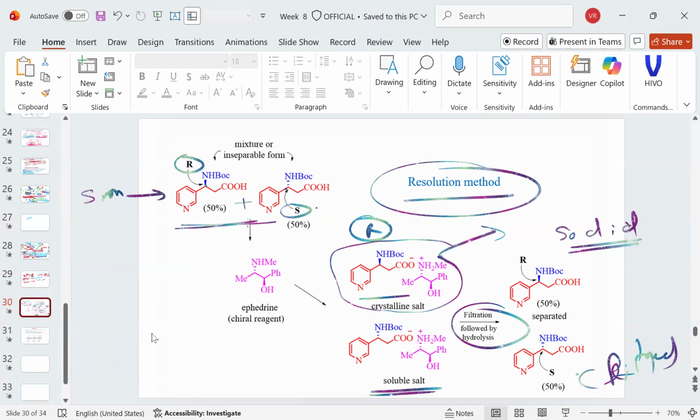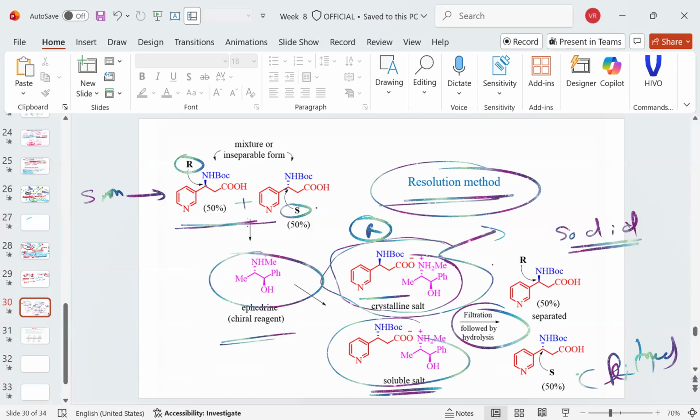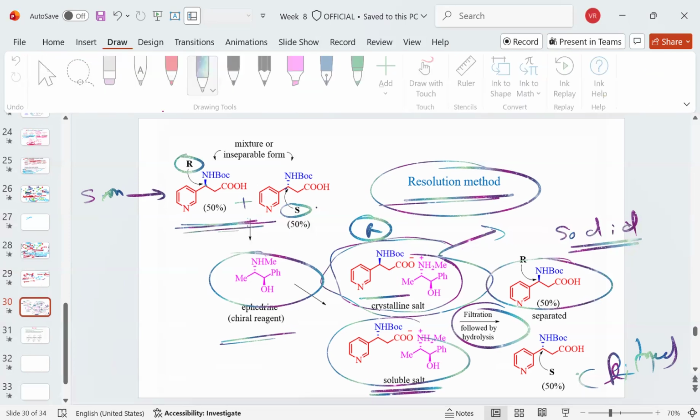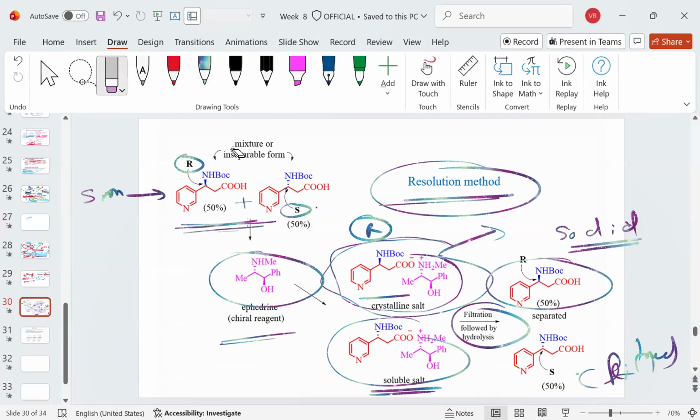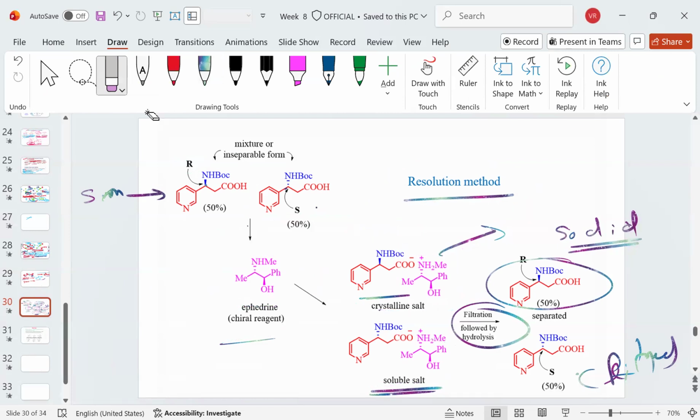So one can form the co-crystal, whereas the other will not form. Therefore, in this case, we can do this crystallization method of resolution. We can get the crystal of only one enantiomer in this particular case. So this is one of the real life examples of resolution, by using this co-crystallization method.